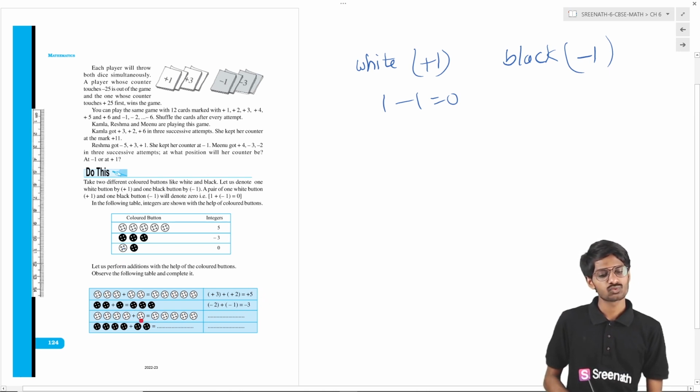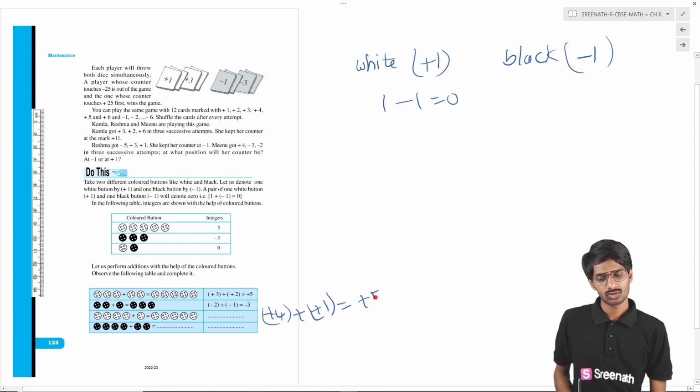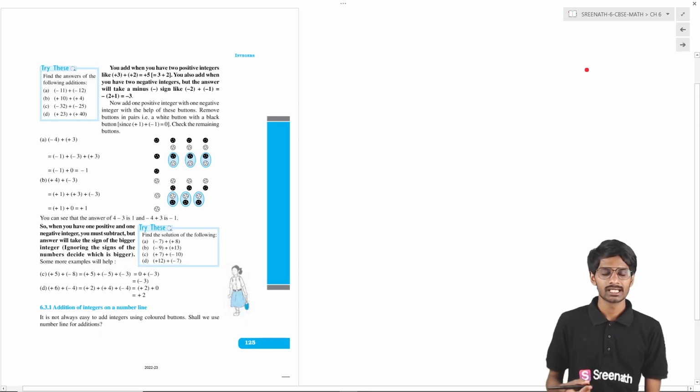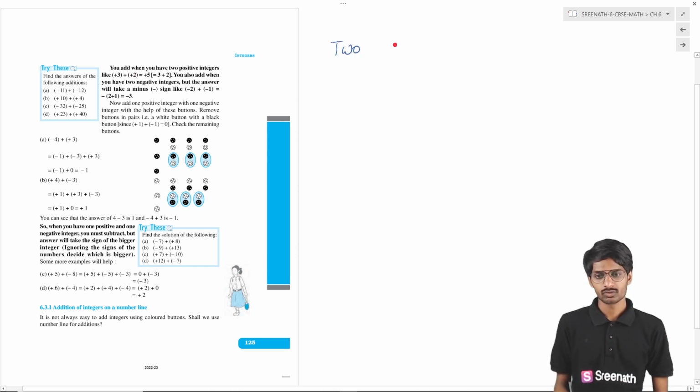Here 4 whites plus 1 white, so +4 plus +1 will give us +5. Now 4 negatives, so -4, and 2 negatives, so -2. The answer will be -6. Why? Because there are 1, 2, 3, 4, 5, 6 in total, and they are blacks, so -6. So by doing it, what we observe is that you add when you have to add two positive integers.